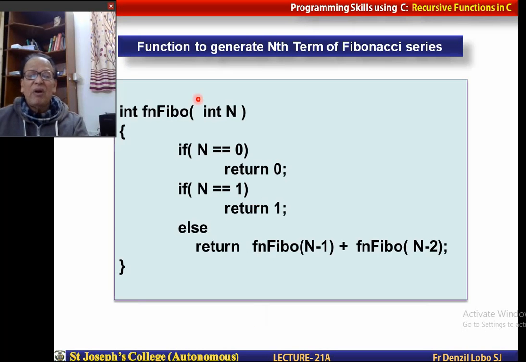So this is how, therefore, Fibonacci n is equal to: if n is equal to 0, return 0. If n is equal to 1, return 1. Else you return Fibonacci of n minus 1 plus Fibonacci of n minus 2. So as you see in this function, I'm calling this function twice. Therefore it is a recursive function.